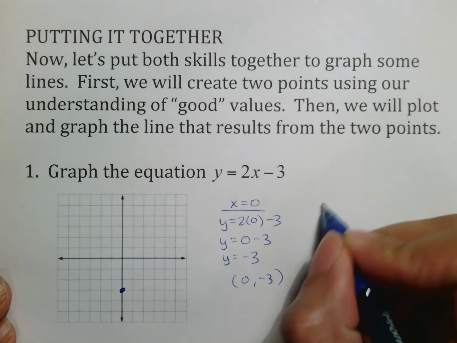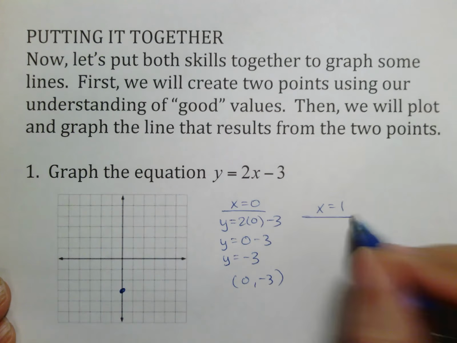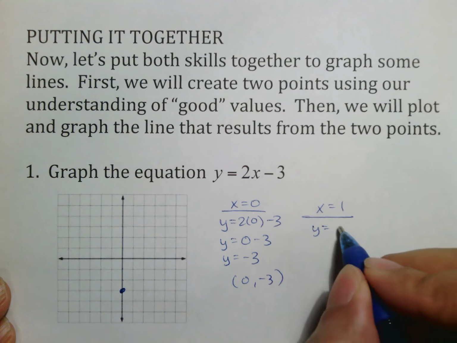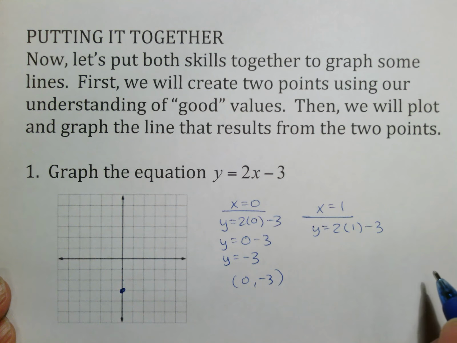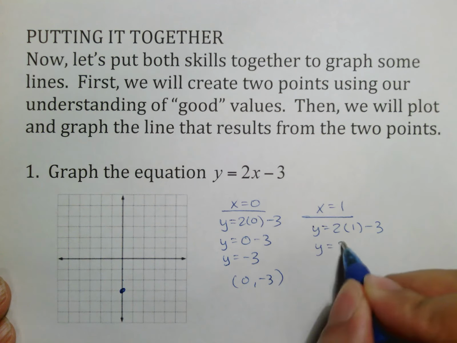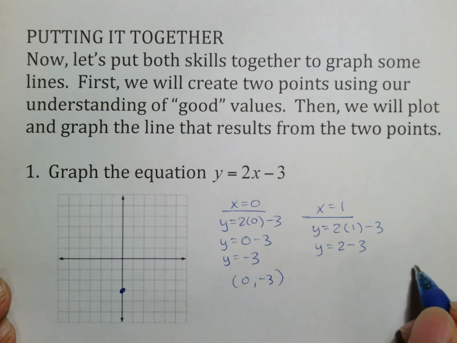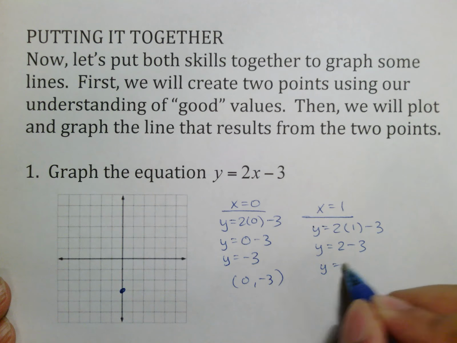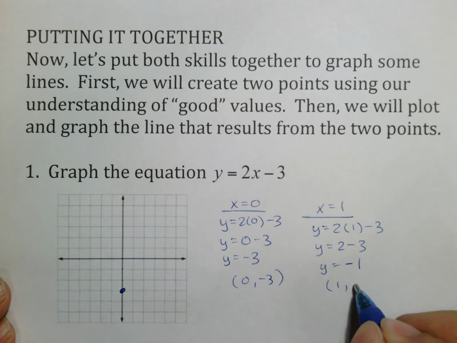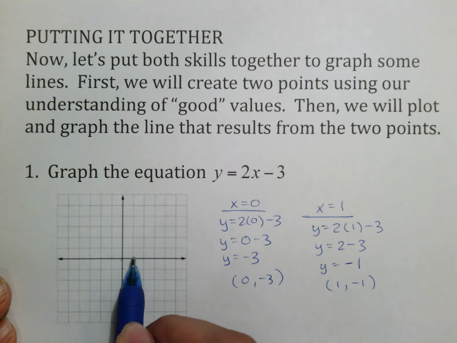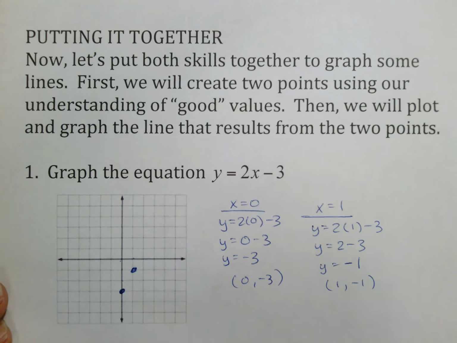Then I'm going to use x = 1. Again, going up to that equation, turning my x into 1, 2 times (1) - 3, which means that y = 2 - 3. And in the end, you get y = 2 - 3 is -1, which means that my second point is (1, -1). Going to plot that, I go over 1 to where x is, down 1 to where y is, and now I need to connect those.